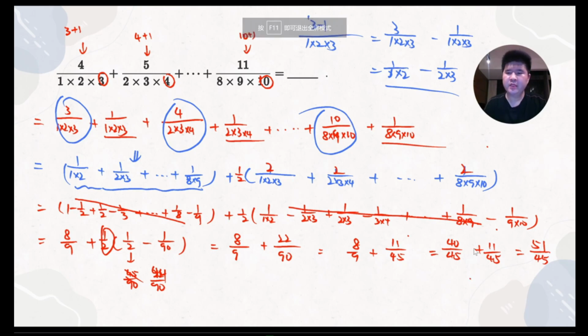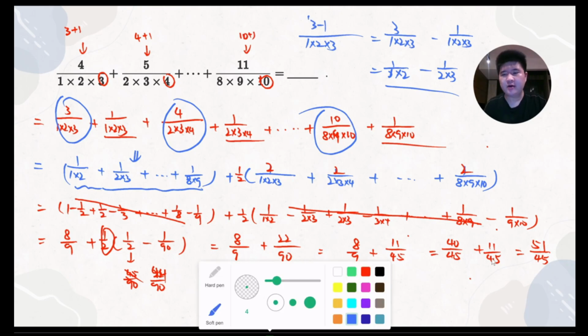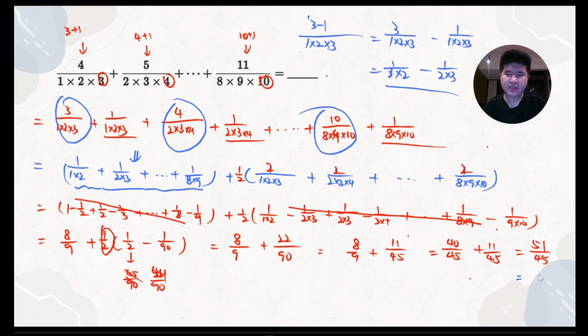And then, for the 51 and 45, both of them are multiples of 3. So divide 3 from both sides, and we got 17 over 15. That will be the answer. That is just the answer for this one. This is a very important one. You can just try to have a look at it. And then let's move on.